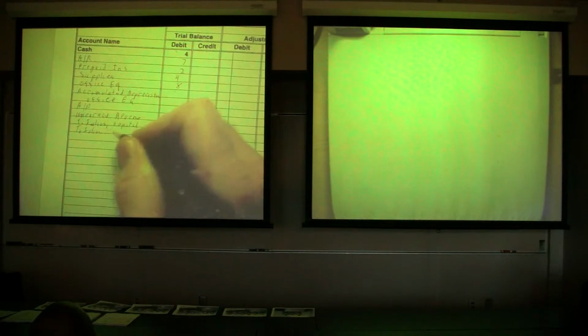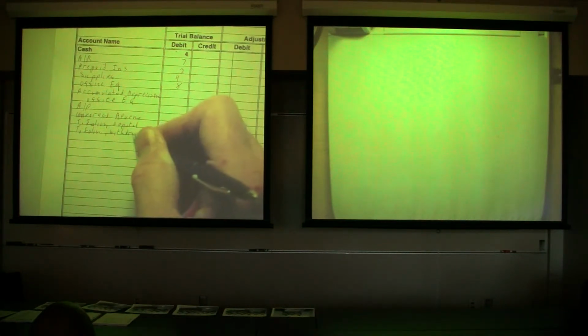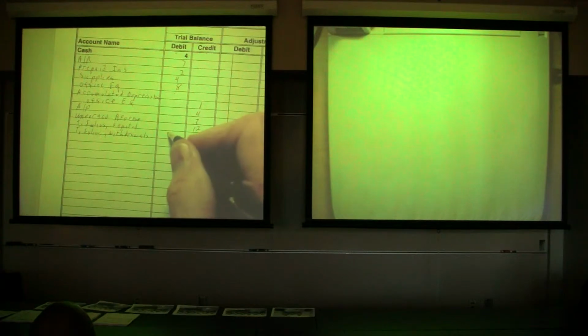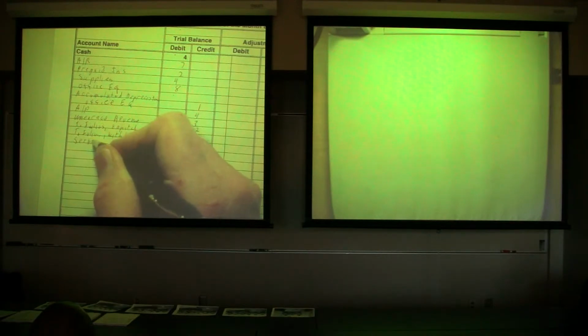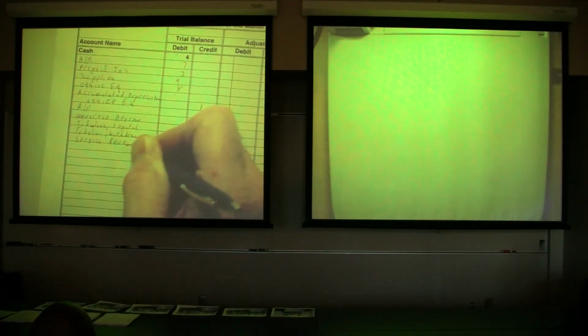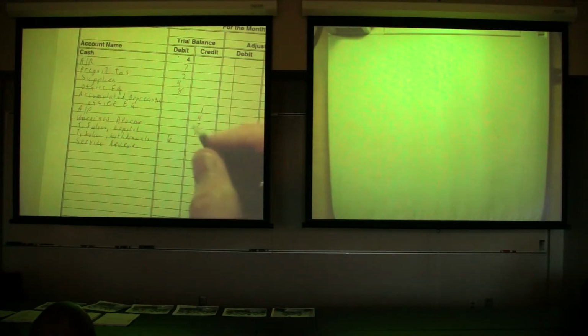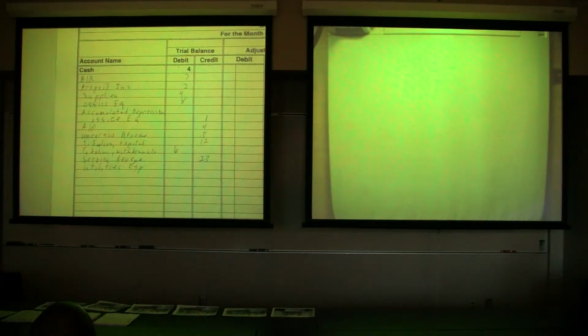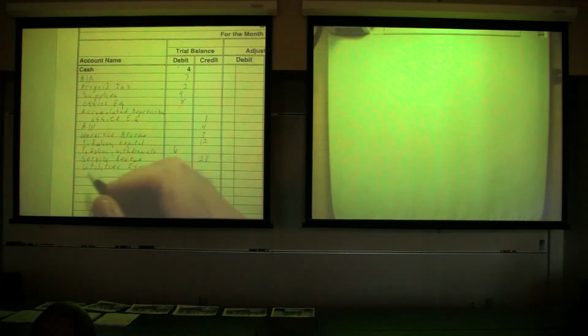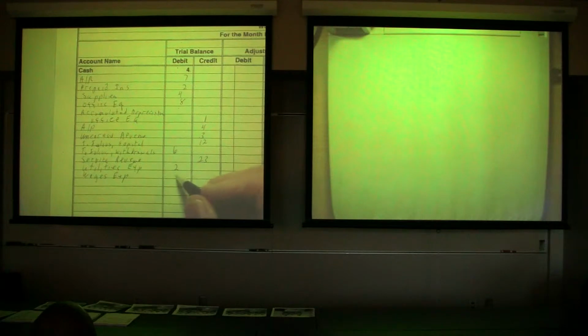T. Julius withdrawals. Now it has a debit of 6. Service revenue, which is the revenue account. Now it has a credit of 23. Utilities expense has a debit of 2. And wages expense, I'm going to put W.E.X. It has a debit of 10.